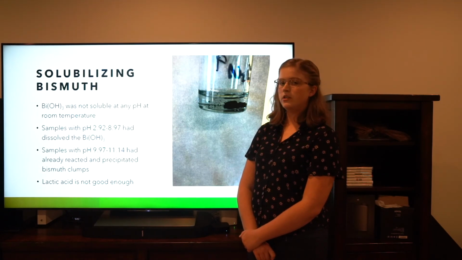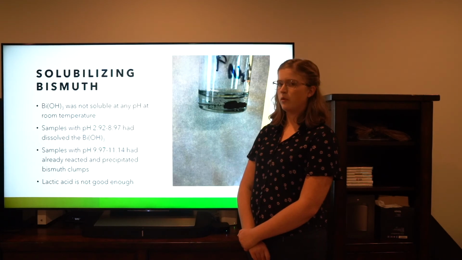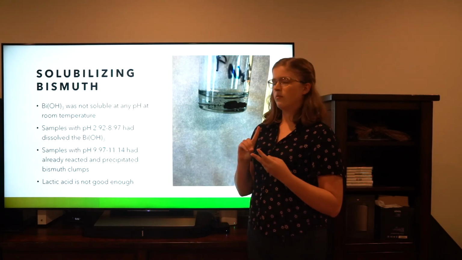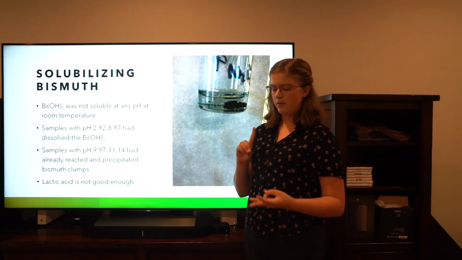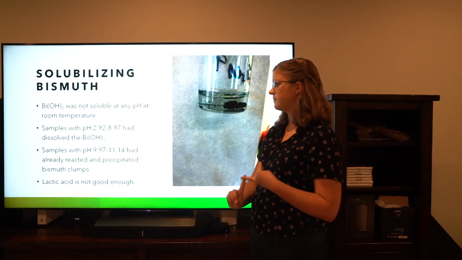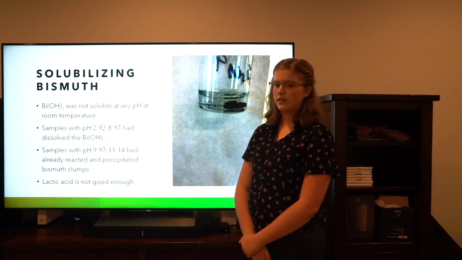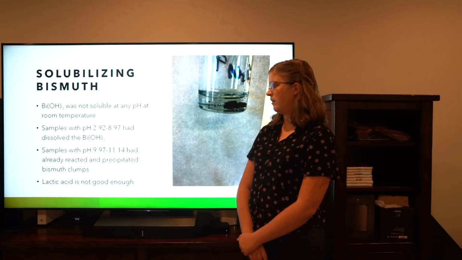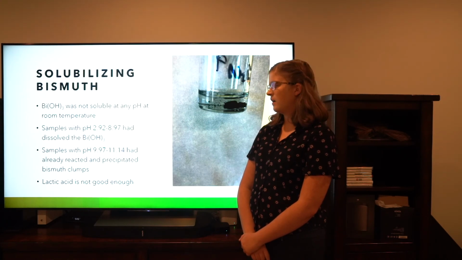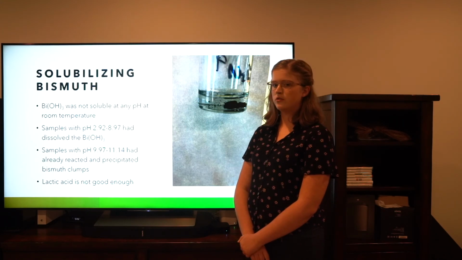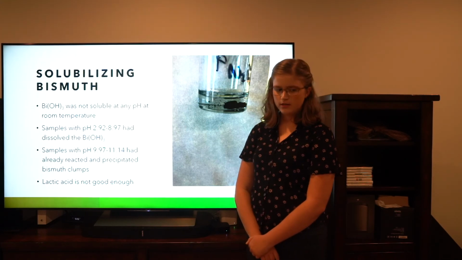In samples with pHs from 9.97 to 11.14, it dissolved the bismuth hydroxide, reacted with the bismuth hydroxide, and precipitated out bismuth clumps. This showed me that lactic acid was not a good enough stabilizer for the dye, or for the nanoparticle thermodynamically, but it remained important to our conjugation process.